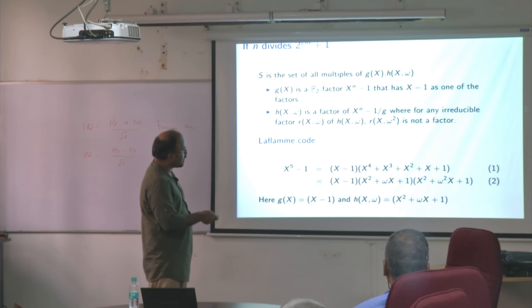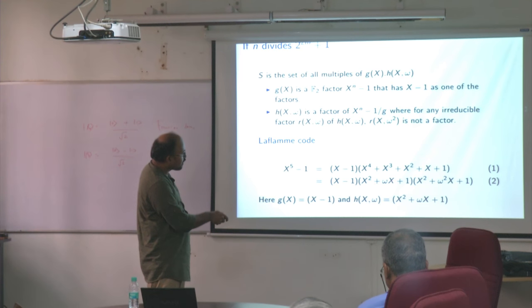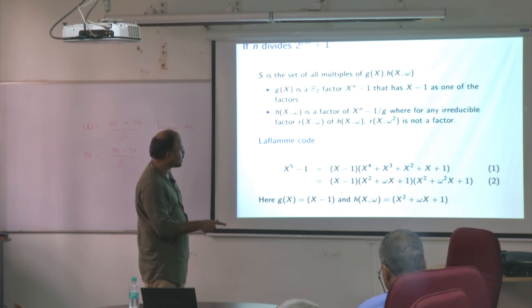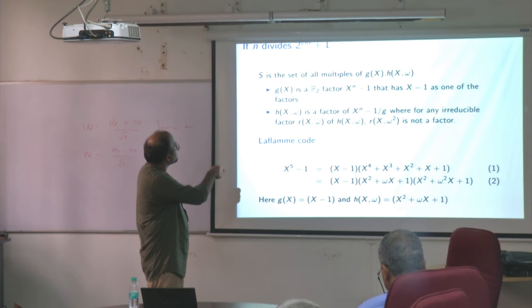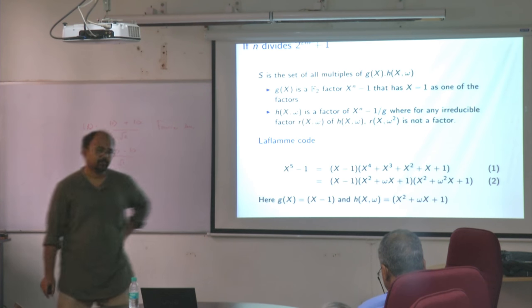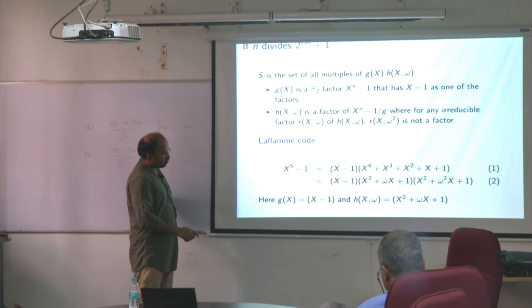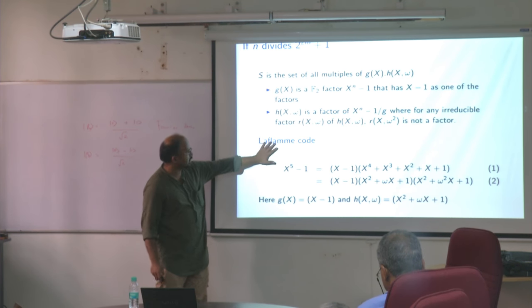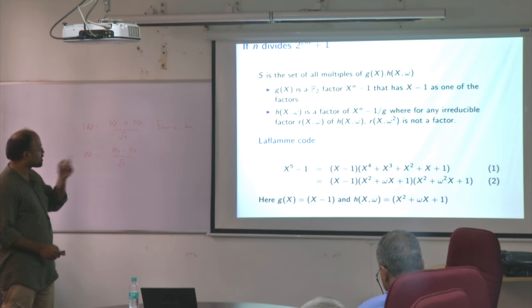Over F4, this factor splits into two parts. Now I choose Gx to be x minus 1 and Hx to be from the remaining. So these have two conjugate factors. They are conjugate in the sense that if I apply this Frobenius automorphism, one will get mapped to the other. So from these two factors, I should pick one. I should not do that. So any linear cyclic code should be like this. I just gave the illustration of why the Laflamme code is such a thing. The Laflamme code is one of the standard test cases for the coding.